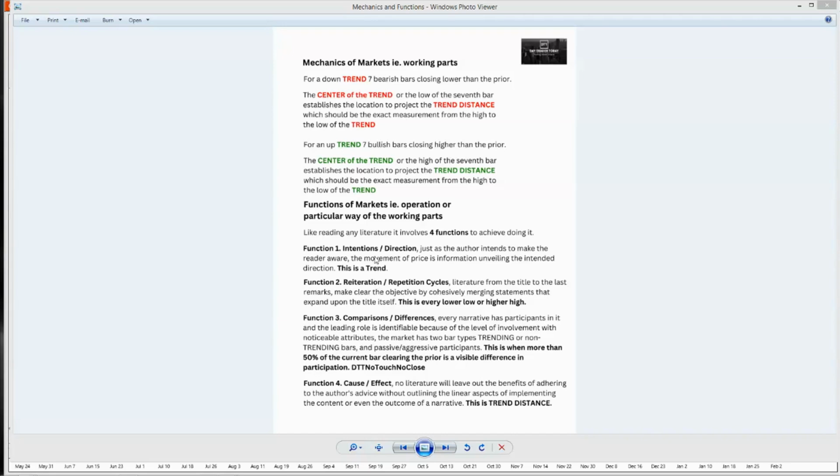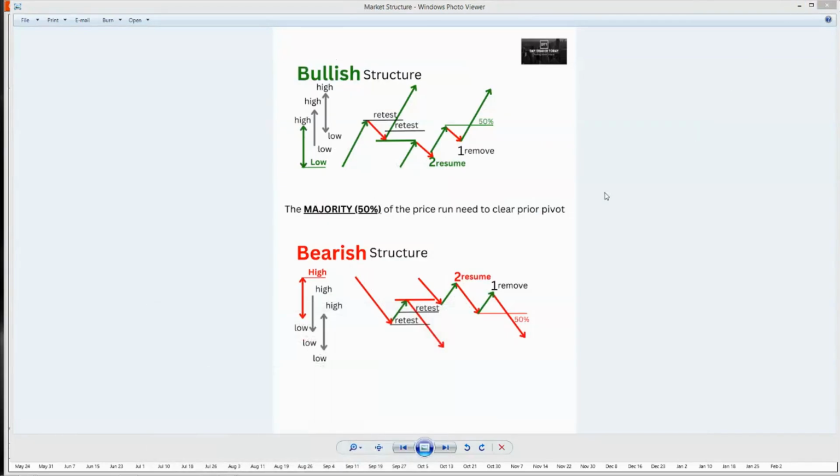And I'm gonna show you what it looks like. The intention is the trend. I'm gonna show you that as well. The cause and effect side of that, that's the distance that it will absolutely go. And of course, it offers you difference. That's the other part. It offers you difference, and we're going to talk about that as well. So I want you to know all this information.